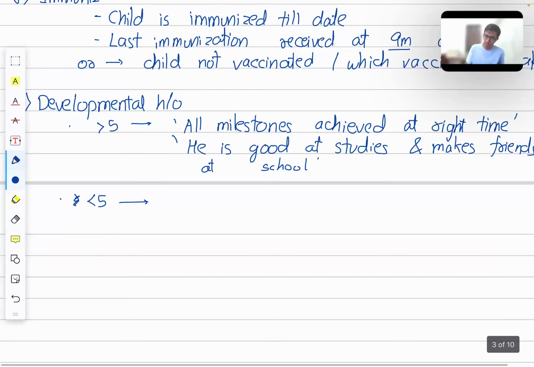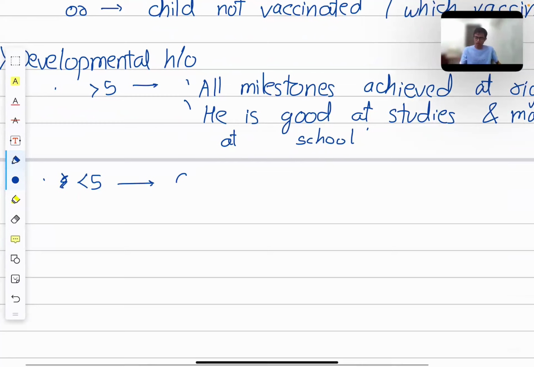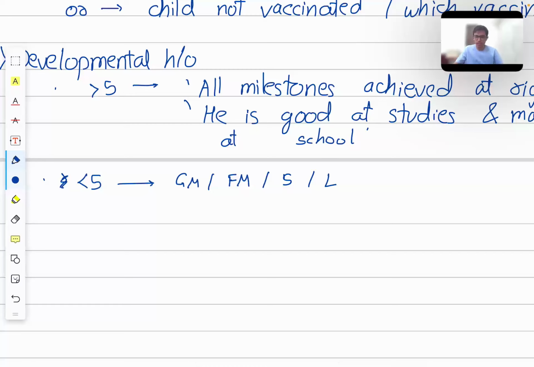So in this case, you have to mention two recent milestones that he has achieved in each and every domain: gross motor, fine motor, social, and verbal. So let's say you will say social smile is achieved at 2 months or head control achieved at 3 months. Gross motor, fine motor, social, and language. Two milestones, the most recent ones in all. That is enough in a normal case.